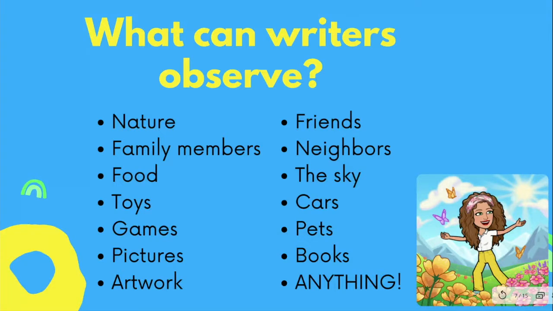Writers can also write about anything. They can write about nature, family members, food, toys, games, pictures, artwork, friends, neighbors, the sky, cars, pets, books, anything that they can observe.